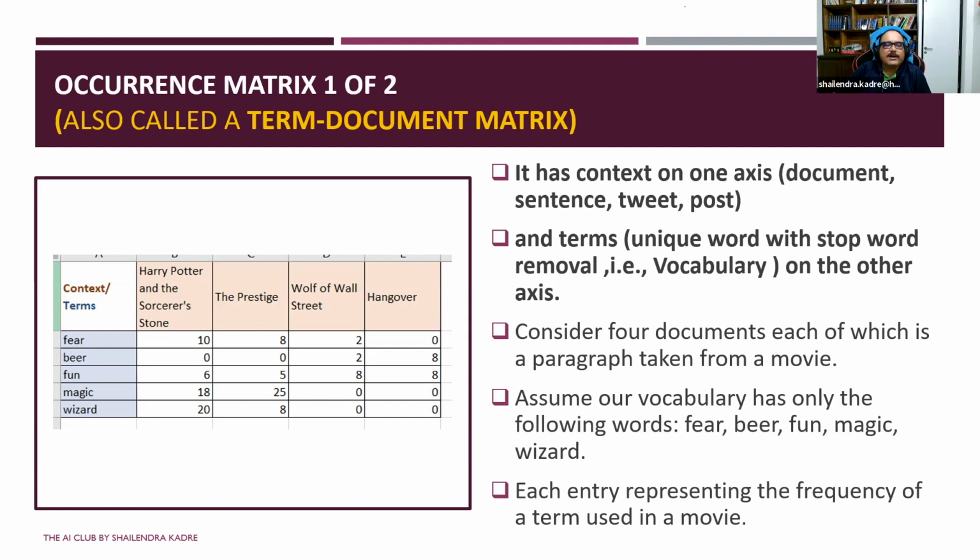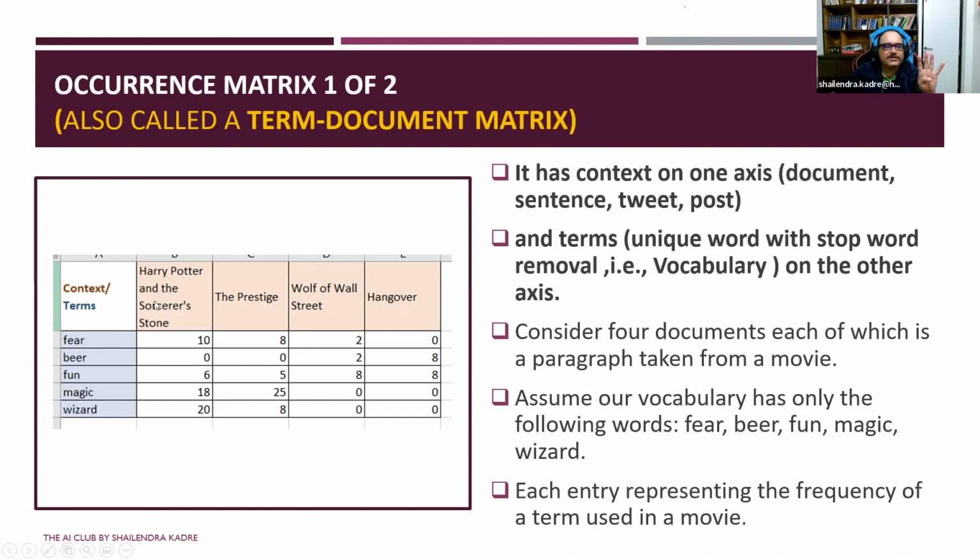The occurrence matrix is related to the vectorization of your words and documents. Suppose you have a document and you have to vectorize it. All these things are related to that. Suppose you have 4 films. We're talking about 4 movies here. Their movies are listed in columns.